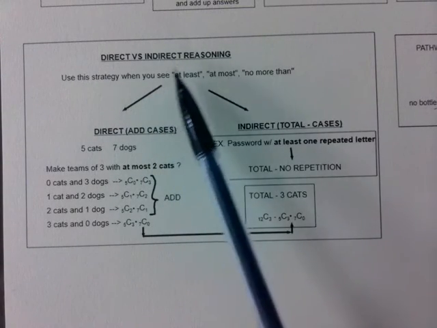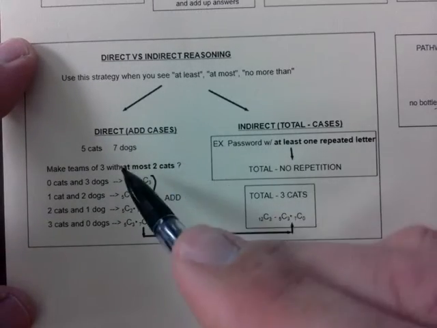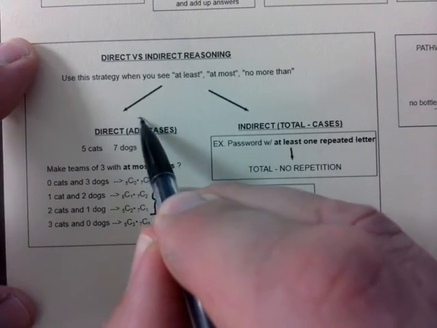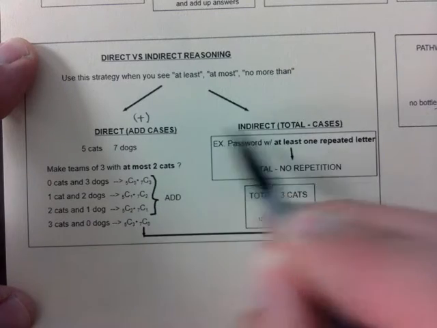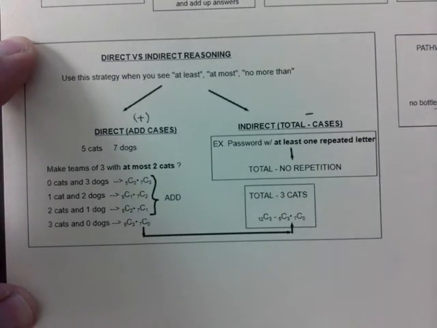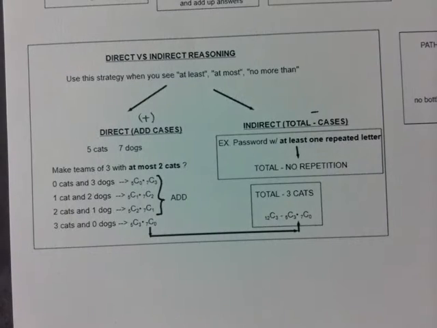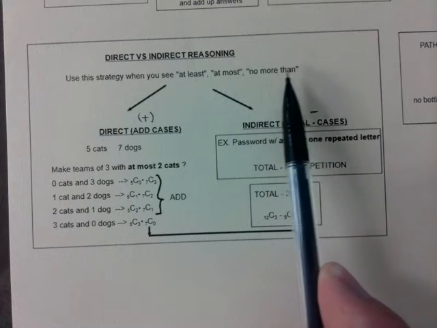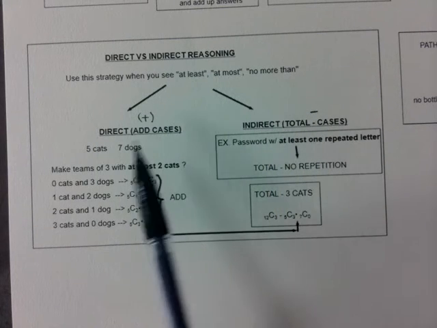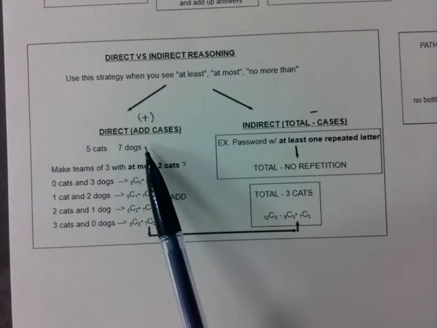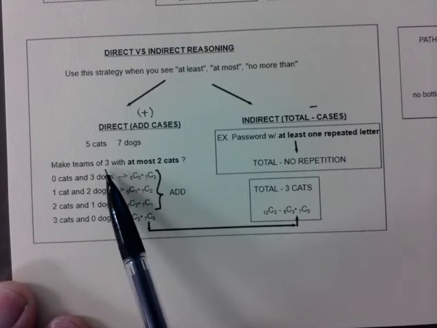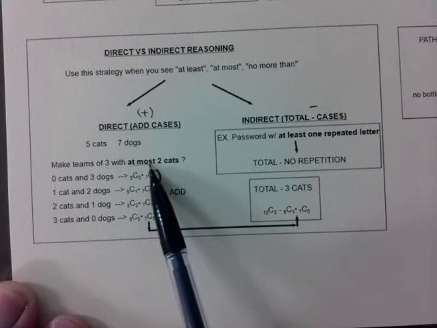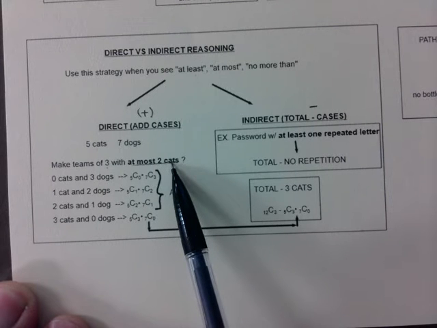But direct means basically, I will do this. Direct is when you add up all your cases. Indirect is when you end up subtracting things, right? So use this strategy when you see at least, at most, no more than, and so forth. So let's talk about the direct cases. You have 5 cats, 7 dogs, right? And so if you make teams of 3 with at most 2 cats, right? At most 2 cats.